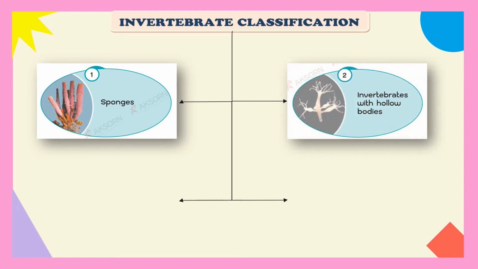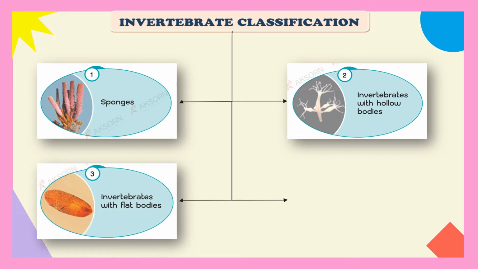Next is invertebrates with hollow bodies. The center of their bodies is hollow. Their bodies are like jelly with only one open hole. This hole is for taking food in and letting waste out. Next, number 3, invertebrates with flat bodies.